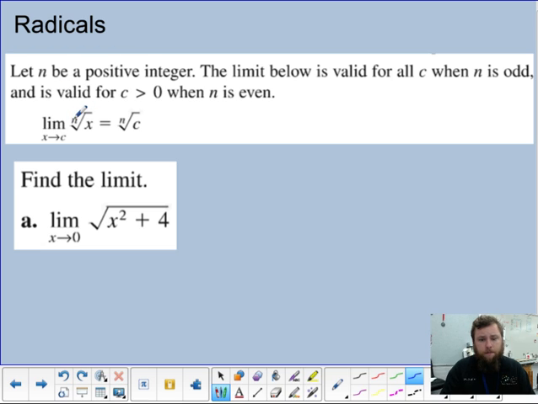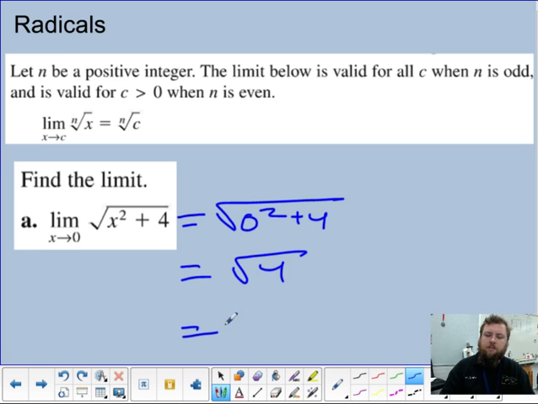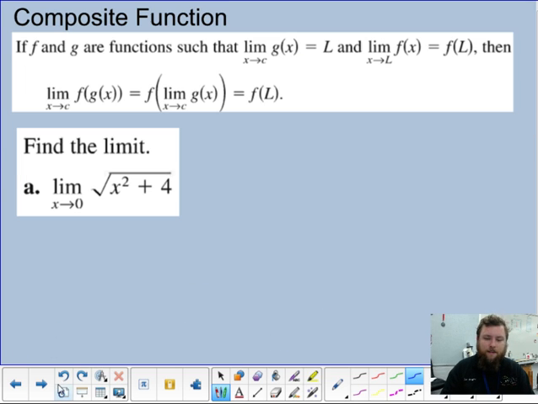Now radicals, you can also use radical limits. So if n's a positive integer and you have a positive radical, so the limit of the nth root of x as x approaches c is just plug that c in. Alright, so for this example here, as x goes to 0, I'm going to plug in 0 for x and write the square root of 0 squared plus 4, which is going to be square root of 4, which is just 2.